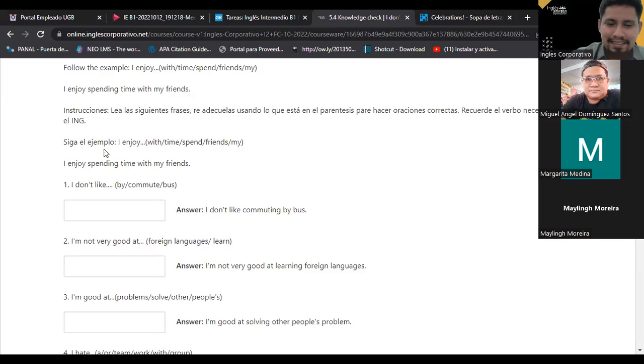Ahí hay que poner toda la oración iniciando con mayúscula y al final punto. Sí, tiene que marcarla haciendo uso de las reglas gramaticales. Ya sabemos que para el pronombre I es mayúscula, y si completamos una oración, punto al final.